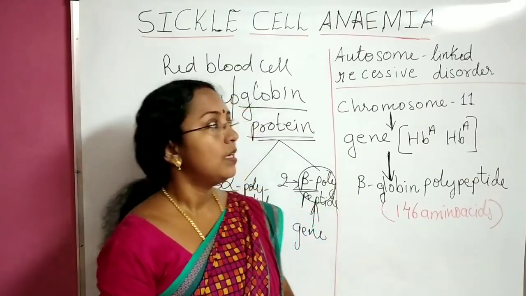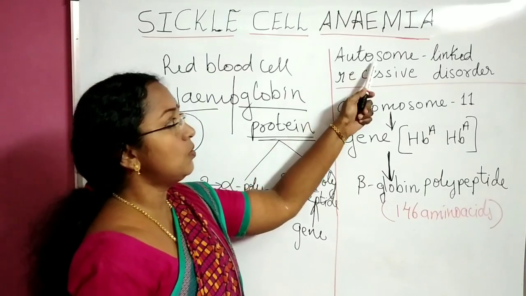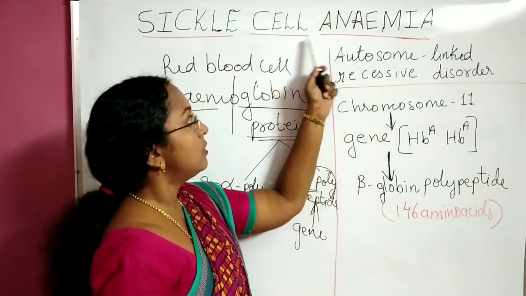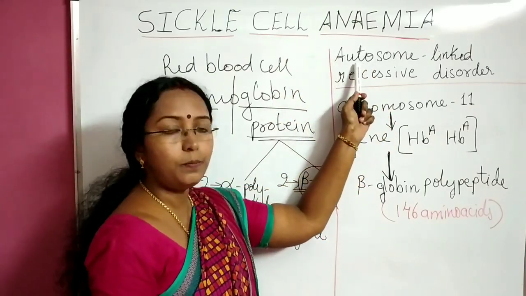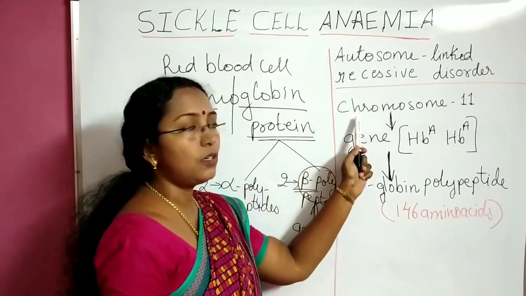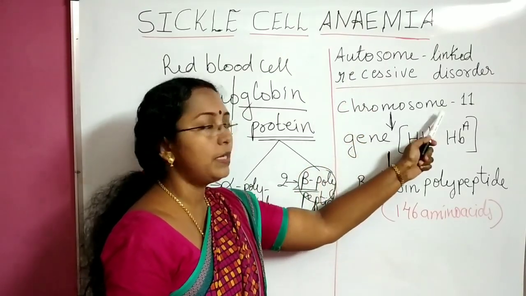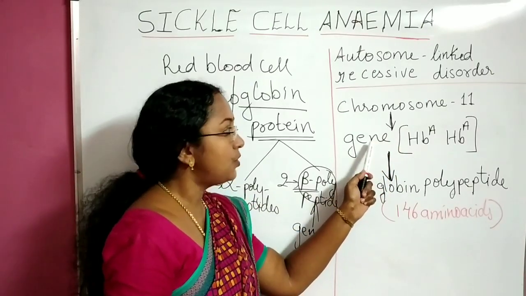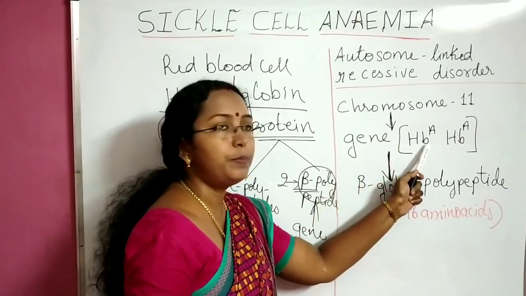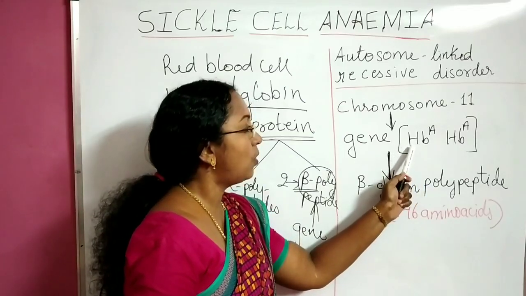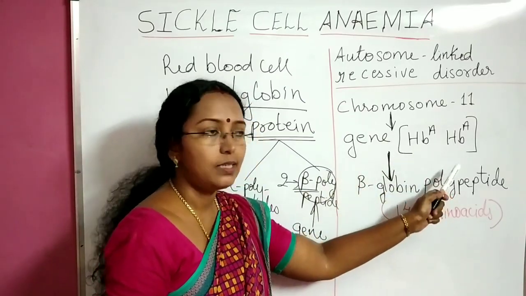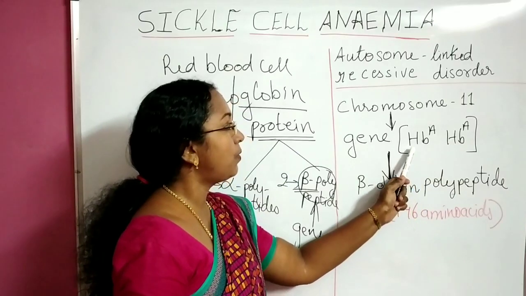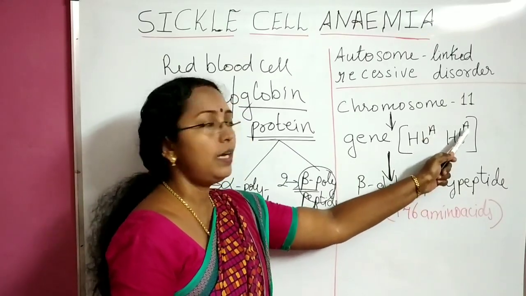Fine. Now see, autosome linked recessive disorder. So this particular disease is linked with an autosome. That means it is present on chromosome number 11. This chromosome number 11 has a gene. This gene is denoted as HB. This gene has 2 forms, that is alleles. So when you write the normal form, you write HbA, HbA.